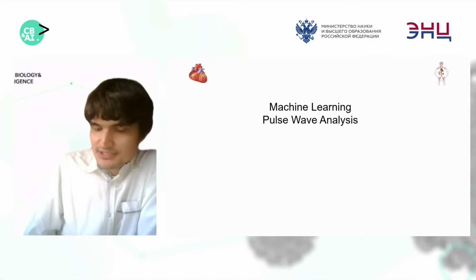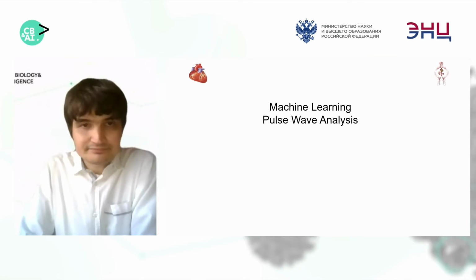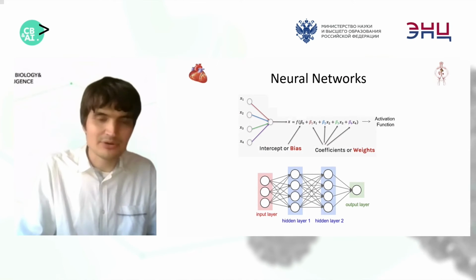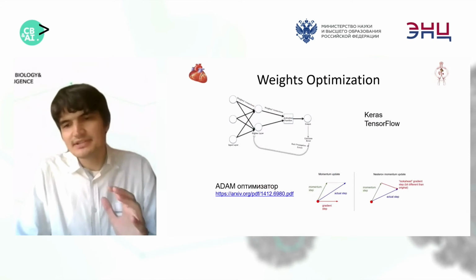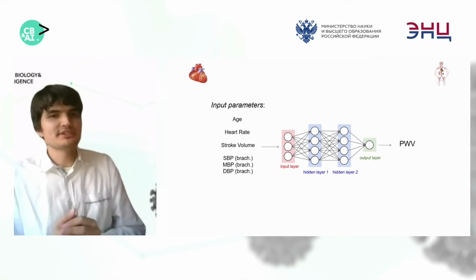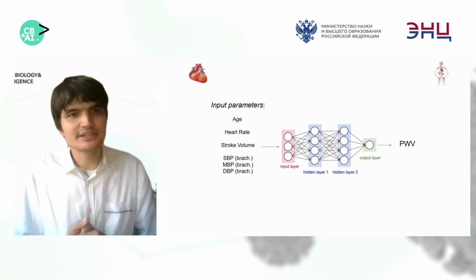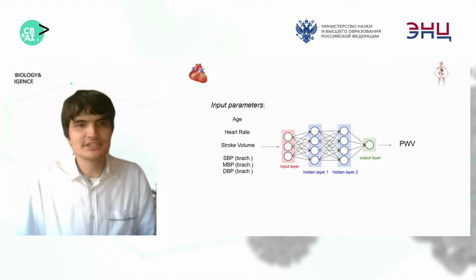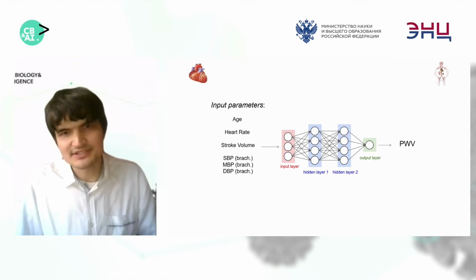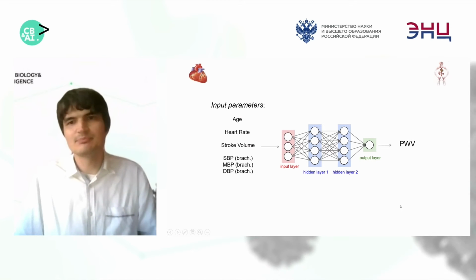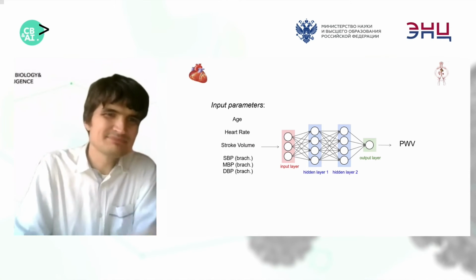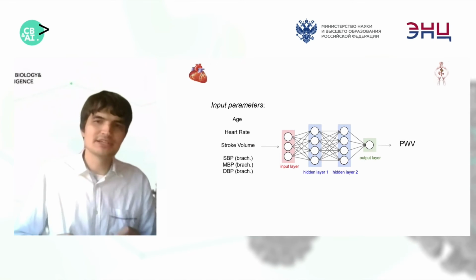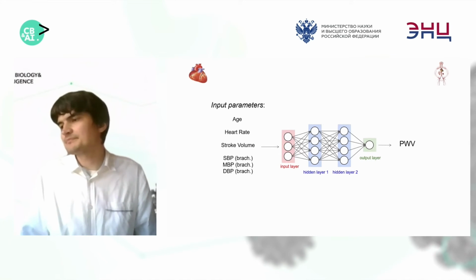Now we can use this simulated database for machine learning. I won't stop on machine learning and neural networks here. I hope that everyone has a grasp on how it works. I will just say that for this first test, we created a simple neural network, and as input parameters, we used age, heart rate, stroke volume, and systolic, diastolic, and mean brachial pressures. And as output parameter, we set pulse wave velocity. So a very small number of input parameters, just 6. And we wanted to know how accurately we can predict pulse wave velocity with these parameters.